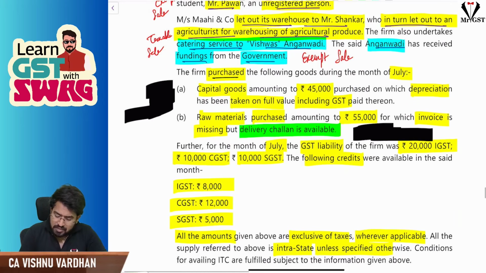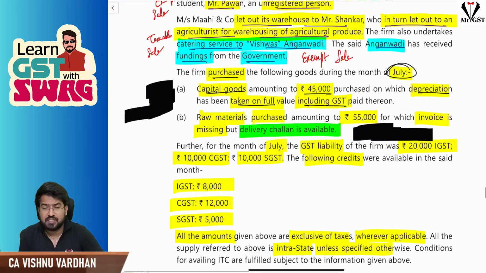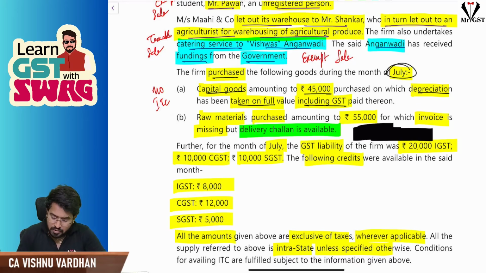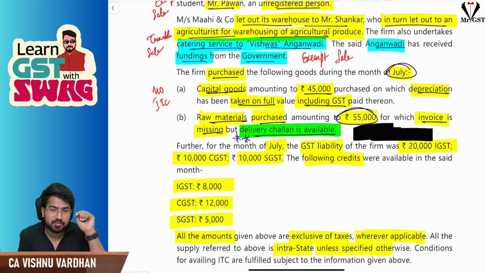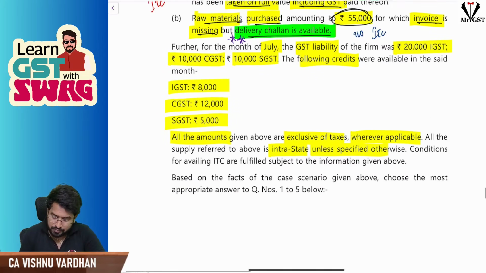Next, they have made some purchases in the month of July. Capital goods where 45,000 GST was paid. On that they have also taken depreciation, so you cannot take ITC on that. Next, raw materials purchased amounting to 55,000 where the invoice is missing but the delivery challan is available. This is another important point; I said there are two interesting points here. See, a delivery challan is not a specified document as per Section 16(2)(a). Are you understanding the point? In that you have seen tax invoice, revised tax invoice, bill of entry, input service distributor invoice, all these are allowed. But a delivery challan is not a document which will give you ITC. So here ITC is not available on this. This is another super duper point which you should take note of.